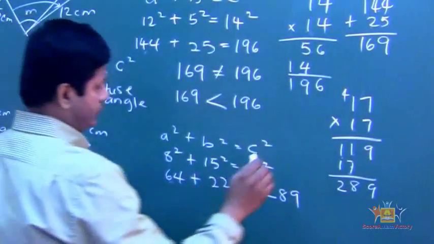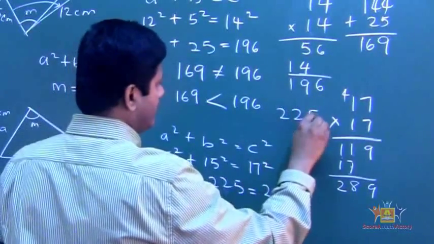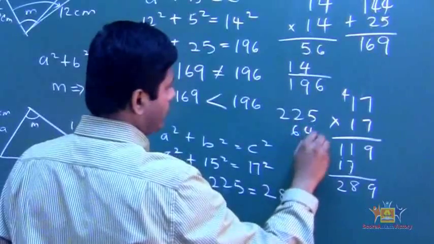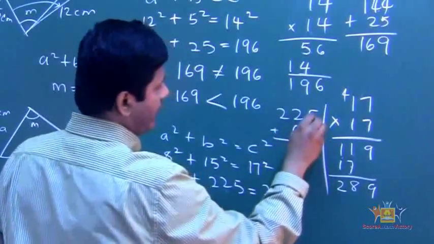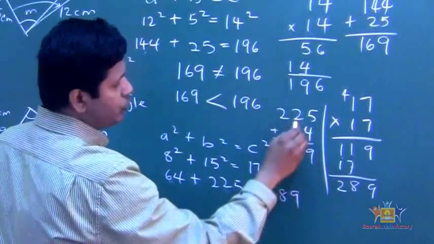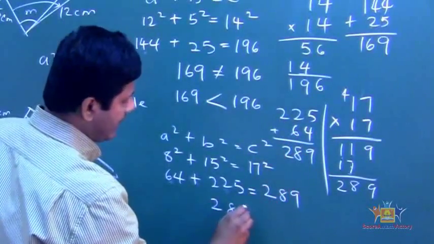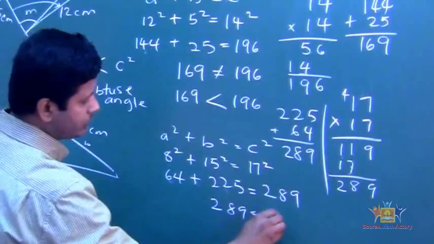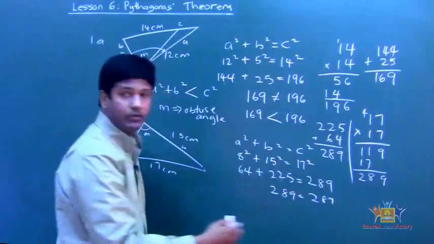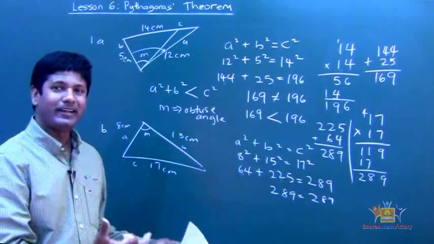Okay, so let's line it up. So 225, I'm going to line it up with 64. I'm going to add that. 5 plus 4 is 9, 2 plus 6 is 8, and then bring the 2. So that's 289 on this side. That means it equals 289 on that side. Are they equal? Yes, it is. So what does that tell you?